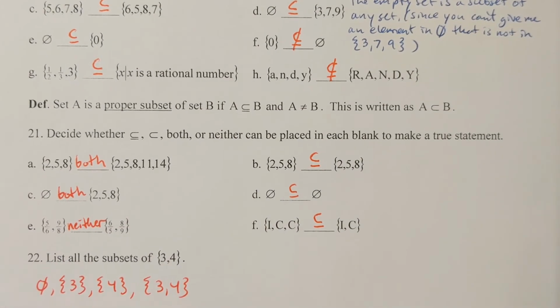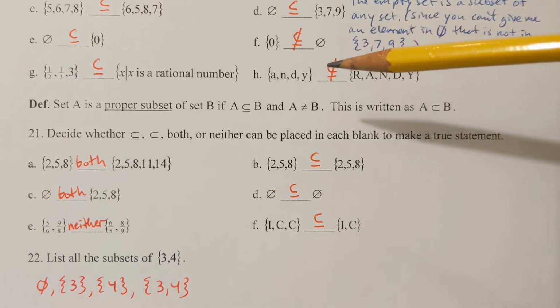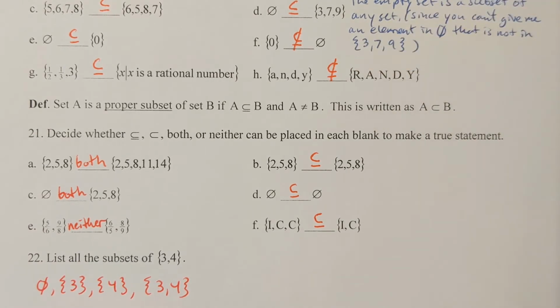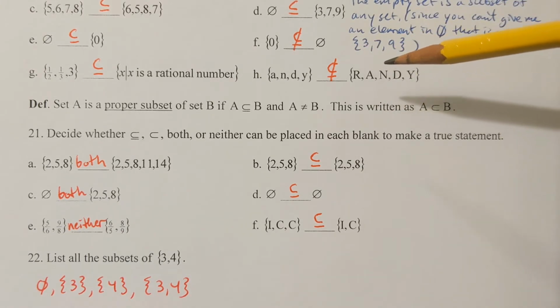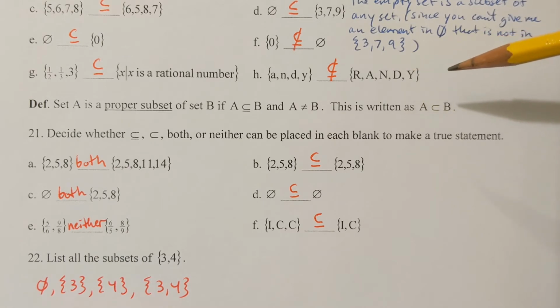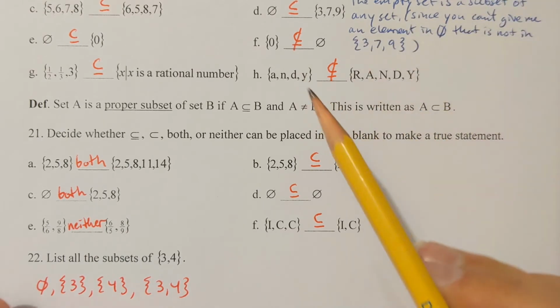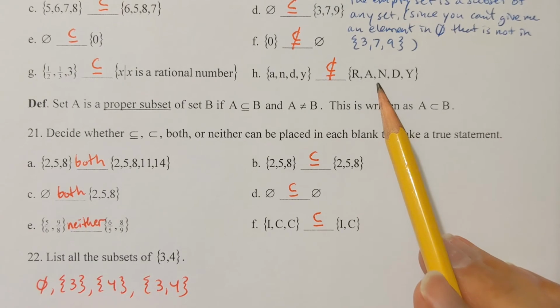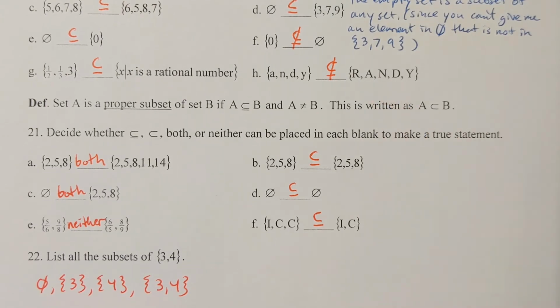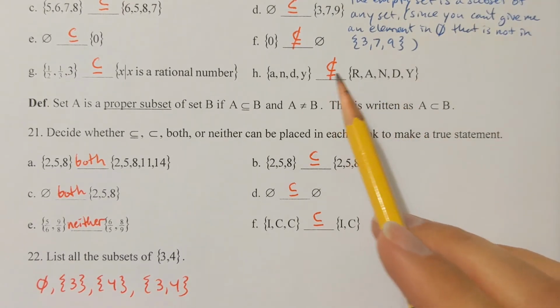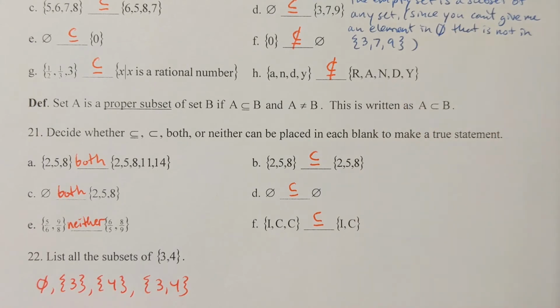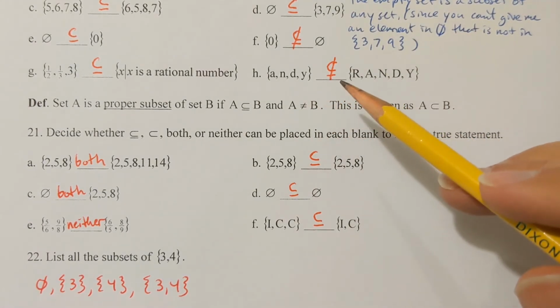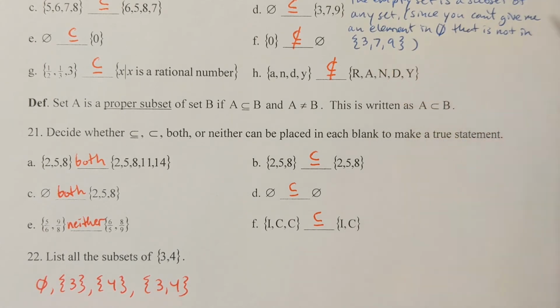Part H, the set containing lowercase a, lowercase n, lowercase d, lowercase y is not a subset of the set containing capital R, capital A, capital N, capital D, capital Y. Yeah, I don't see a lowercase a listed anywhere in the set on the right, or any lowercase letters for that matter. So the set on the left is not going to be a subset of the set on the right.